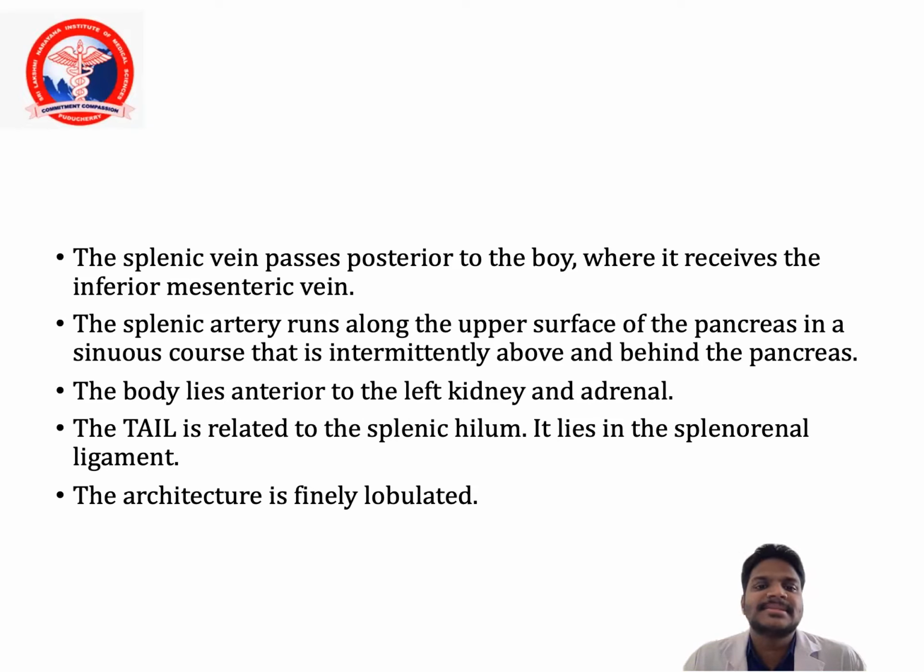The splenic artery runs along the upper surface of the pancreas in a sinuous course that is intermittently above and behind the pancreas. The body lies anterior to the left kidney and the adrenal gland. The tail is related to the splenic hilum, and it lies in the splenorenal ligament. The architecture is finely lobulated with multiple microlobulations.